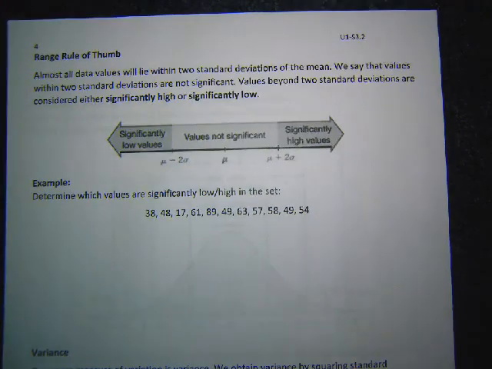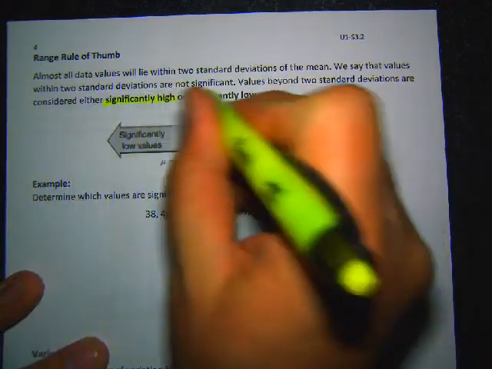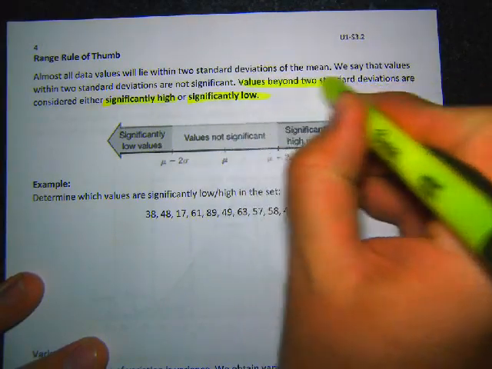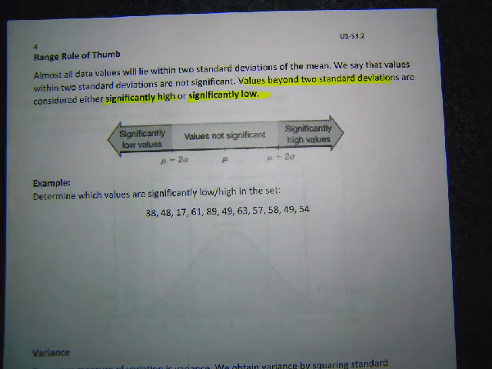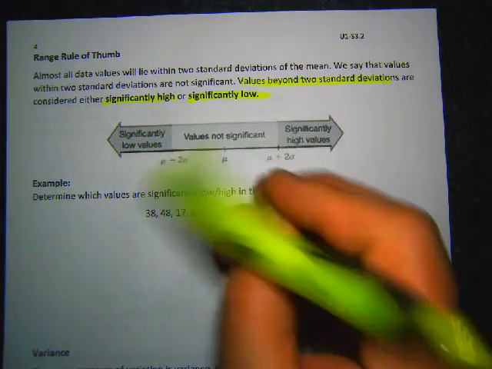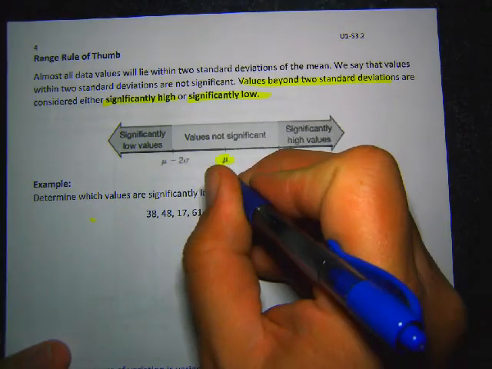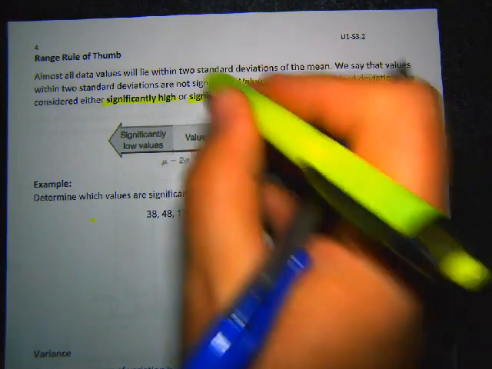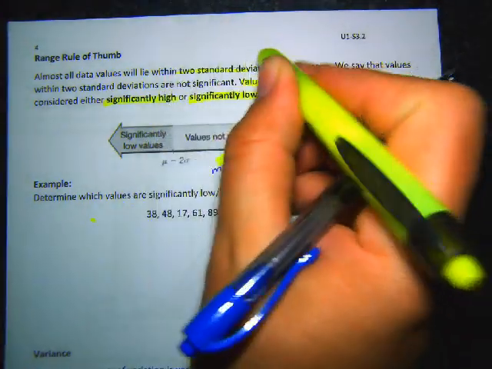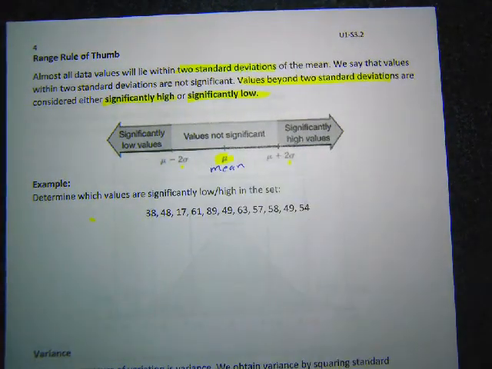Okay, so we're going to figure this out for ourselves. We want to look for things that are significantly high or significantly low, again, values beyond 2 standard deviations for this data set right here. To do that, we need to know what the mean is. Remember, the mean is the middle. Then we're going to use that to add and subtract standard deviations, going 2 standard deviations up or down. So we need to find that standard deviation.